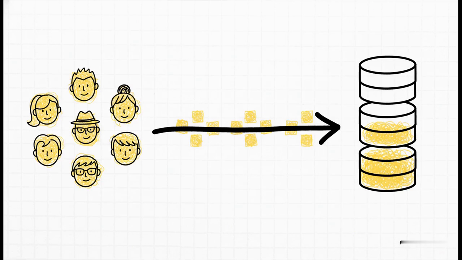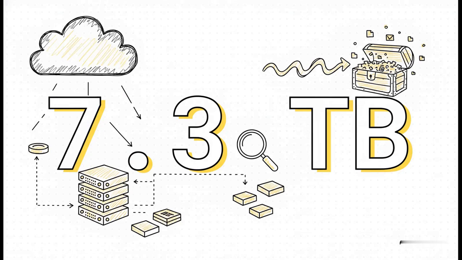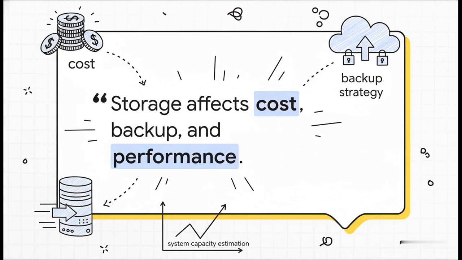Okay, so we've got a handle on our traffic. Now let's tackle the next piece of this puzzle: storage. All those users are generating data. How much space is that all going to take up? So if we figure that each of those 20 million daily requests creates some kind of new record, a post, a like, whatever, we'd need over 7 terabytes of storage. And that's just for the first year. That is a massive amount of data to deal with. And getting this number right is so critical. Why? Because it hits your budget, it defines your entire backup plan, and it directly affects how fast your system can pull up data when a user needs it.